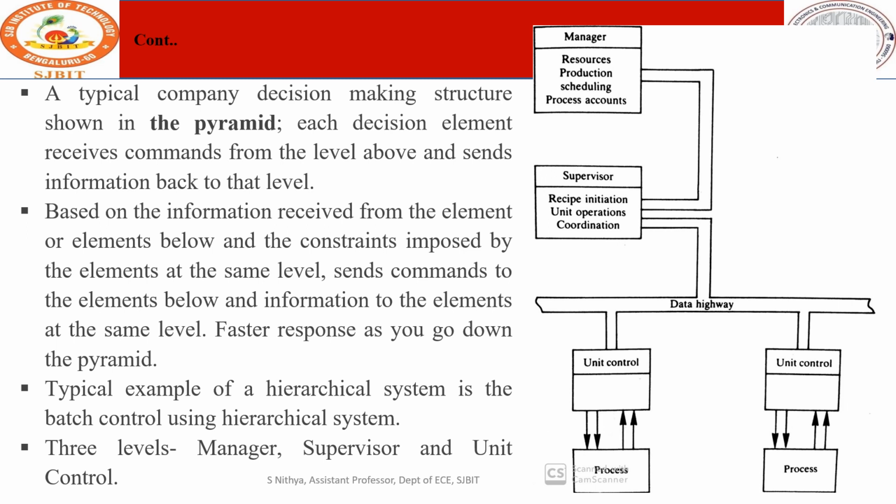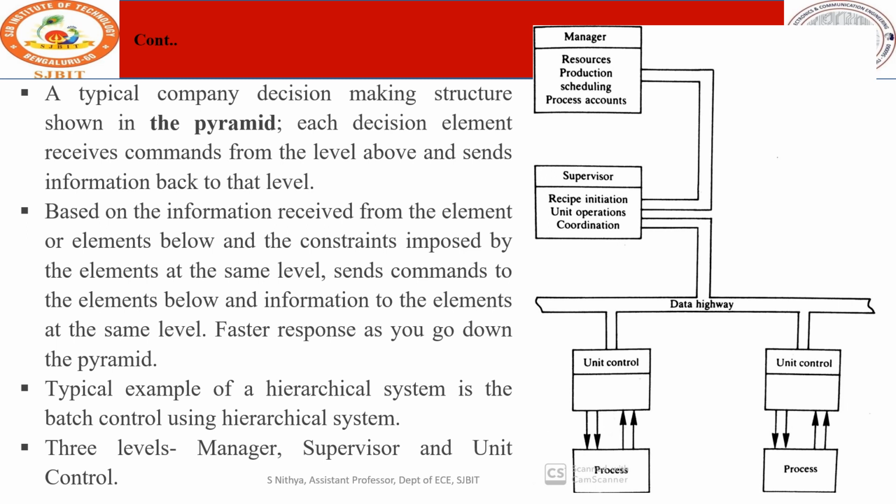So the top level is the manager level, the middle level is the supervisor level, and the bottom level is the working units. So this is how it goes. One system gets the information and sends the information to the higher authority, and based on that the decision will be taken.